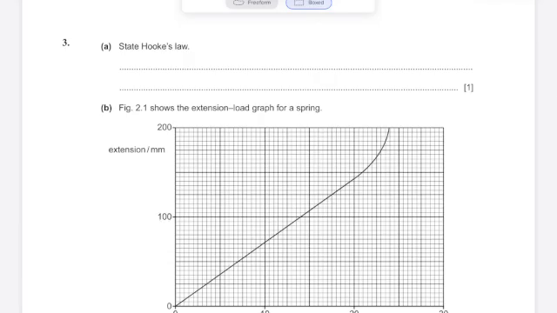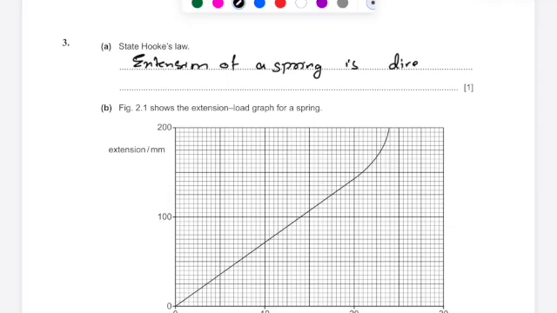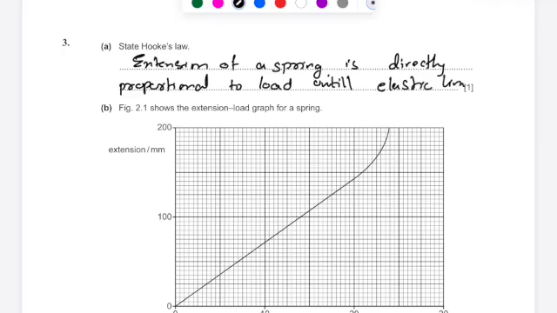Coming to question number 3, take Hooke's law. What does Hooke's law state? Extension of a spring is directly proportional to the load. Remember you should be using the word extension. Until where? Until the elastic limit. Then you'll be getting the full 1 mark.